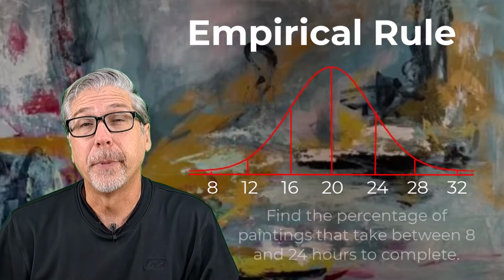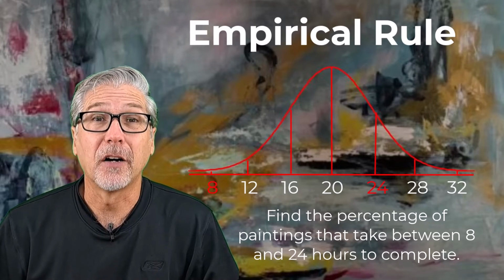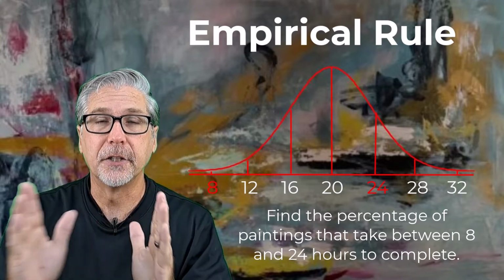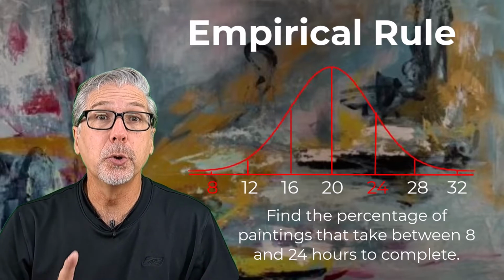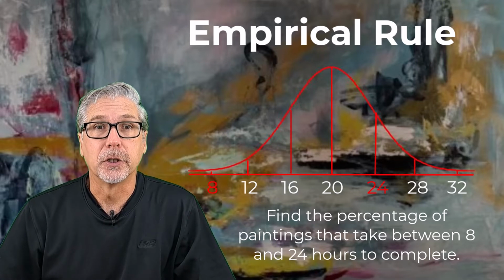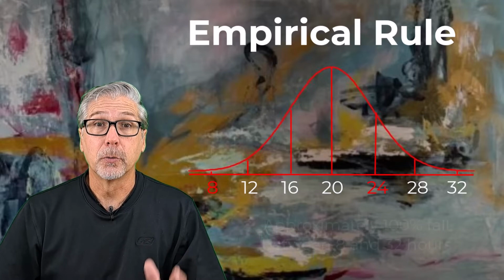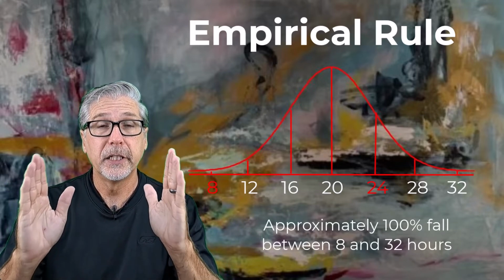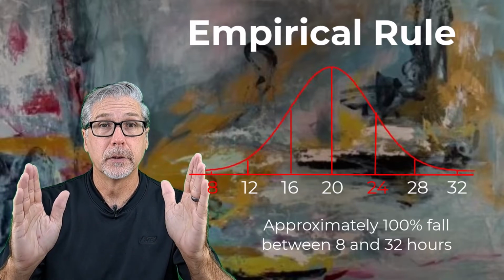We want to find the percentage of the paintings that take between 8 and 24 hours to complete. We won't be able to solve this problem using Chebyshev because the 8 and the 24 fall on different standard deviation lines. In the empirical rule, we're going to have to take a look at two of the statements in order to solve this problem. Let's begin with the 8 hours. Notice that it falls 3 standard deviations below the mean. Well, the empirical rule tells us that approximately 100% of the painting times fall within 3 standard deviations of the mean, in this case between 8 and 32 hours.